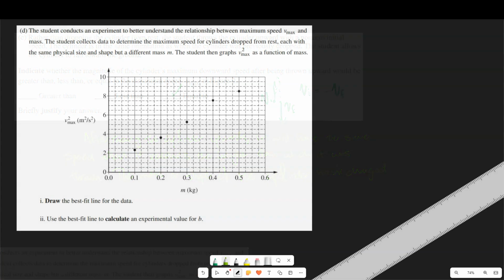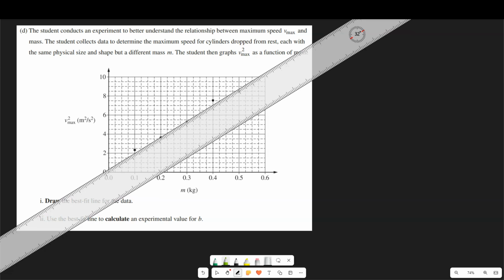Okay, so for D, it says the student conducts an experiment to better understand the relationship between maximum speed and mass. The student collects data to determine the maximum speed for cylinders dropped from rest, each with the same physical size and shape at different mass. The student then graphs V max squared as a function of mass. Draw the best fit line for the data. Let's go ahead and quickly do that. Keep in mind you want to use a straight edge for this, like the edge of a calculator, or better yet, a ruler if you happen to have a ruler with you on the test day.